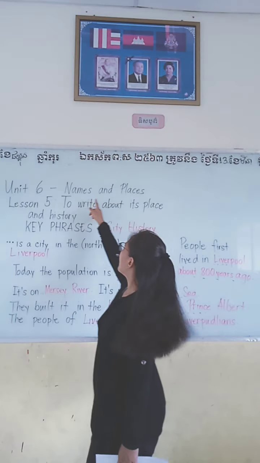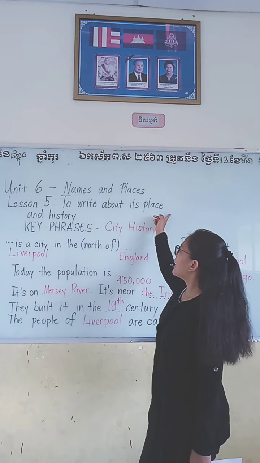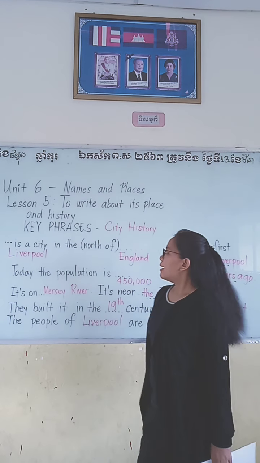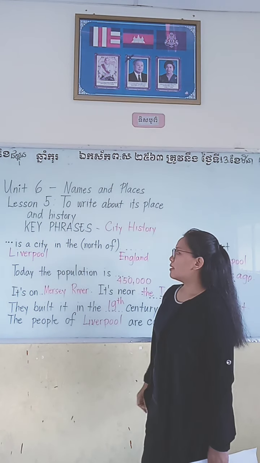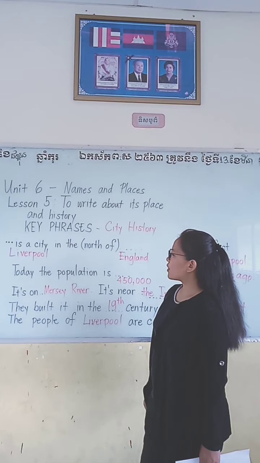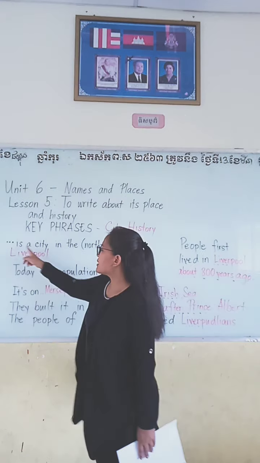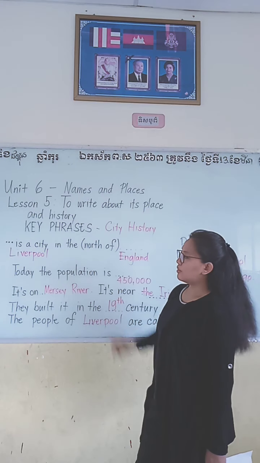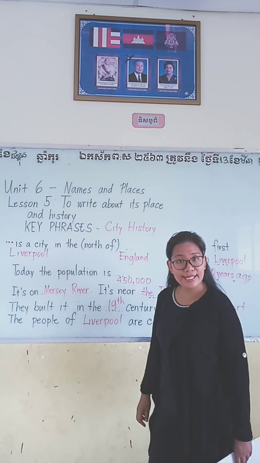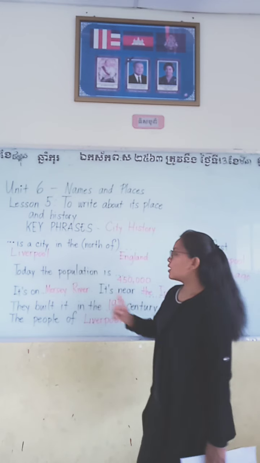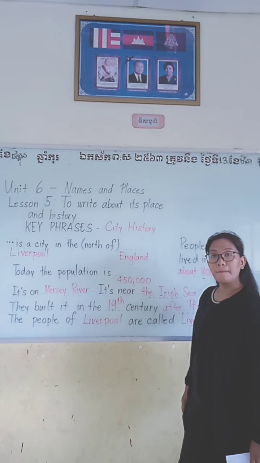Unit 6, Names and Places. Lesson 5, to write about its place and history. First, we need to know what the key phrases are. The first one is "is a city in the north of." Okay, you have to know the name of the city. Next, "today the population is." You have to know the population.